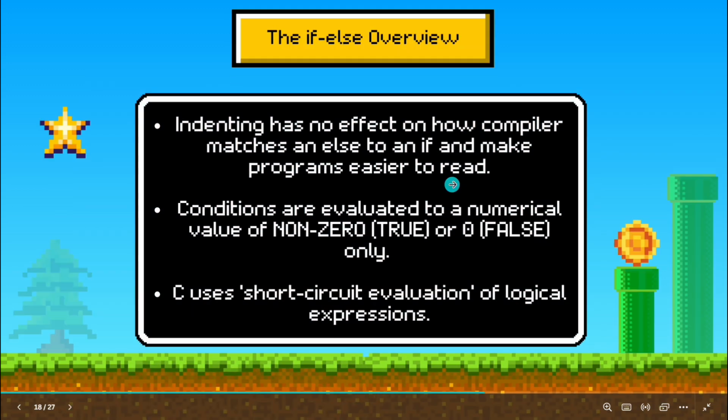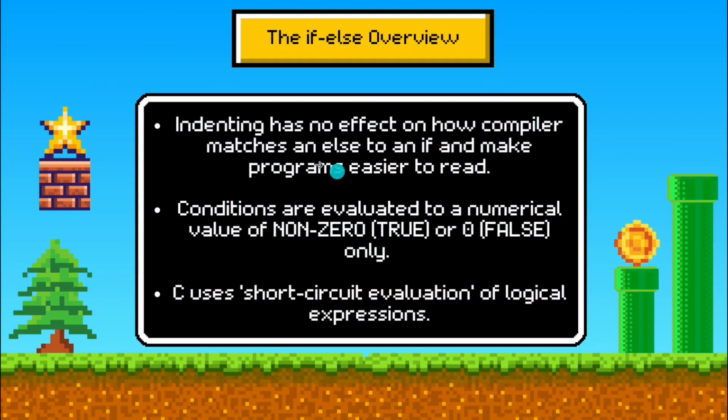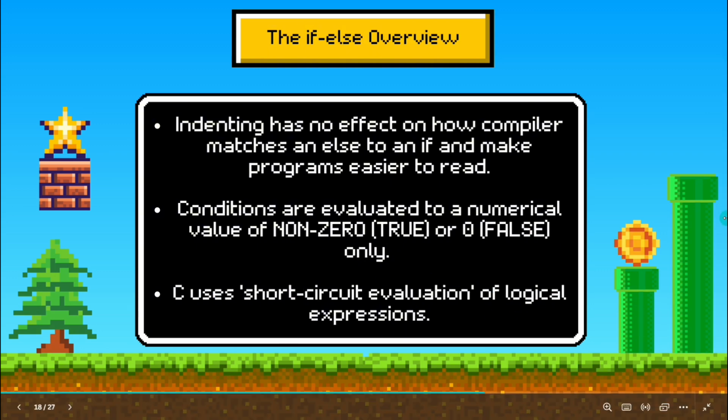Okay, next. The if-else overview. Indenting has no effect on how the compiler matches an else to an if, but it makes the program easier to read. Conditions are evaluated to a numerical value: non-zero is true, so that is 1, or 0 is false. So 0 is false, 1 is true. Only 3 use short circuit evaluation of logical expression.